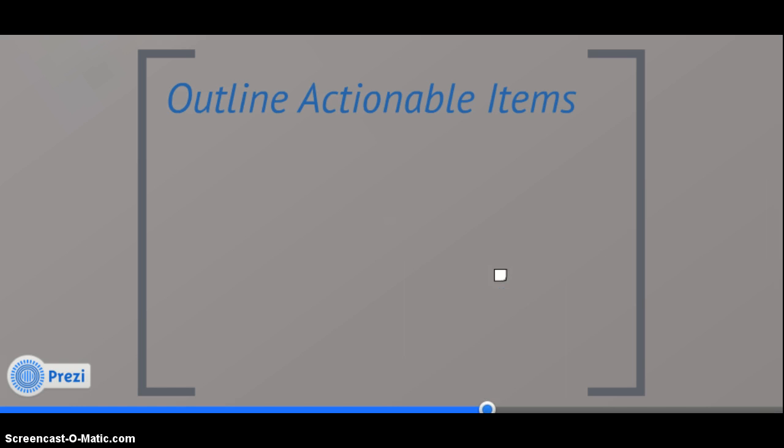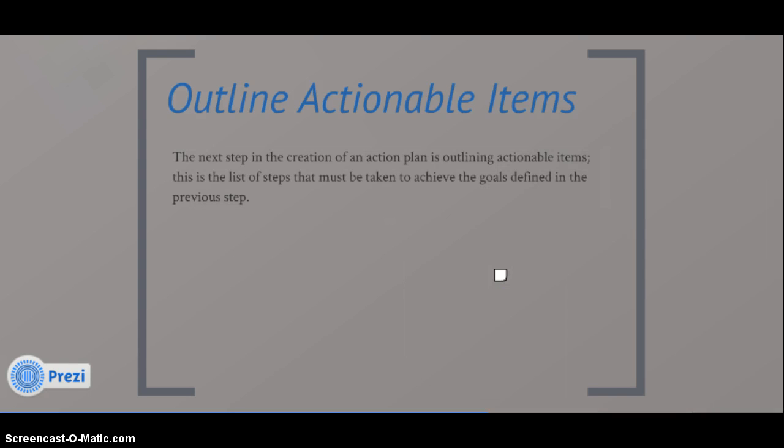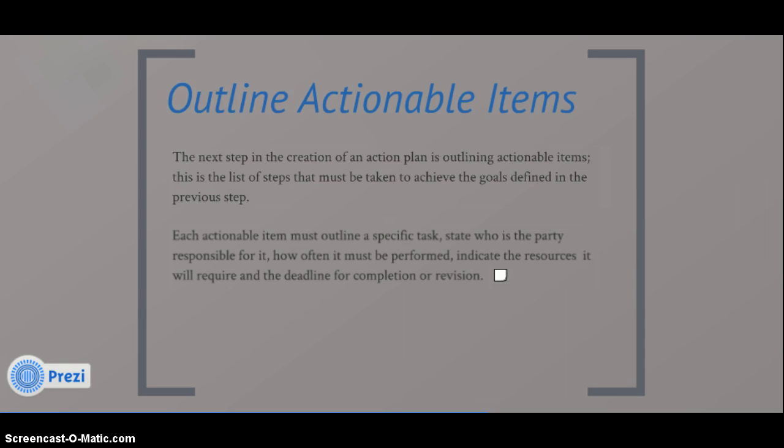Step 3. Outline actionable items. The next step in the creation of an action plan is outlining actionable items. This is the list of steps that must be taken to achieve the goals defined in the previous step. Each actionable item must outline a specific task, state who is the party responsible for it, how often it must be performed, indicate the resources it will require, and the deadline for completion or revision.